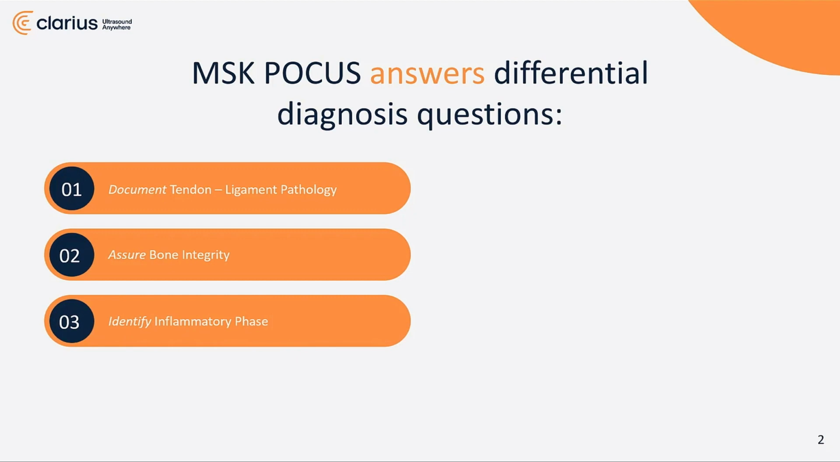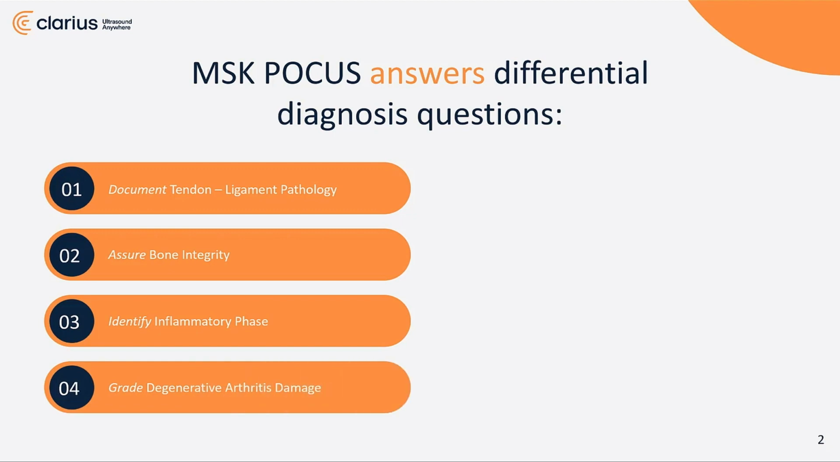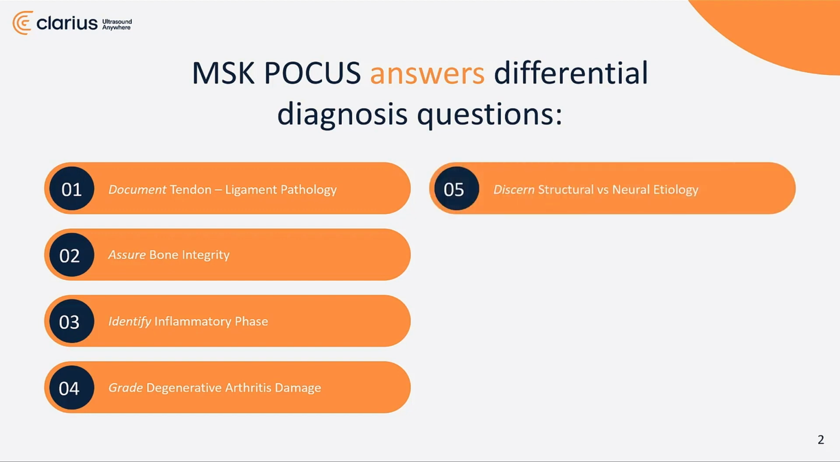3, in what phase of the inflammatory continuum is this patient in? That helps us to address what intervention is the most sound and appropriate. 4, what level are we dealing with of degenerative arthritis? 5, can we discern whether or not this symptom profile is coming from a structure, like let's say a rotator cuff tear, or is that pain and weakness coming from a nerve issue, like a cervical spine pathology?